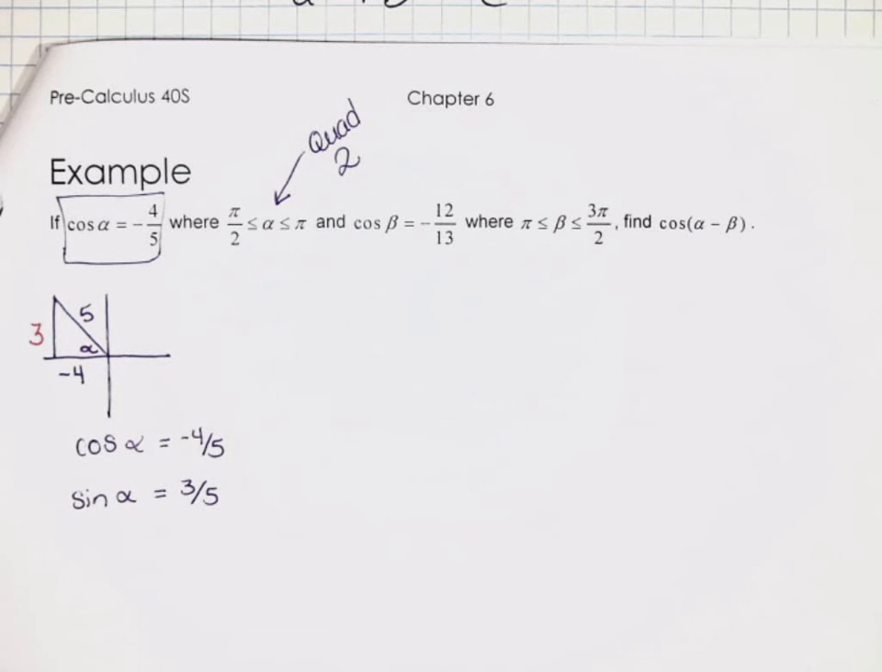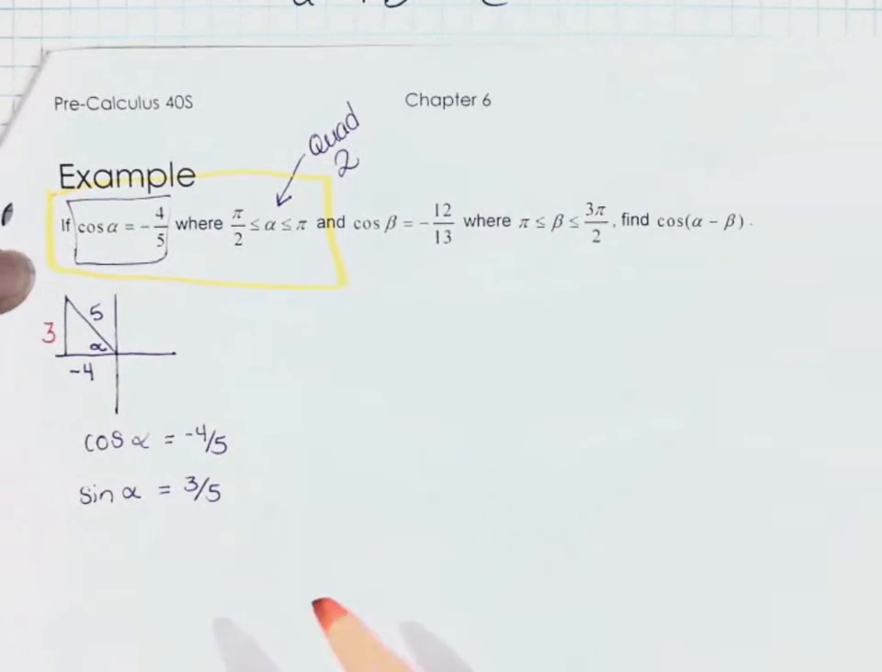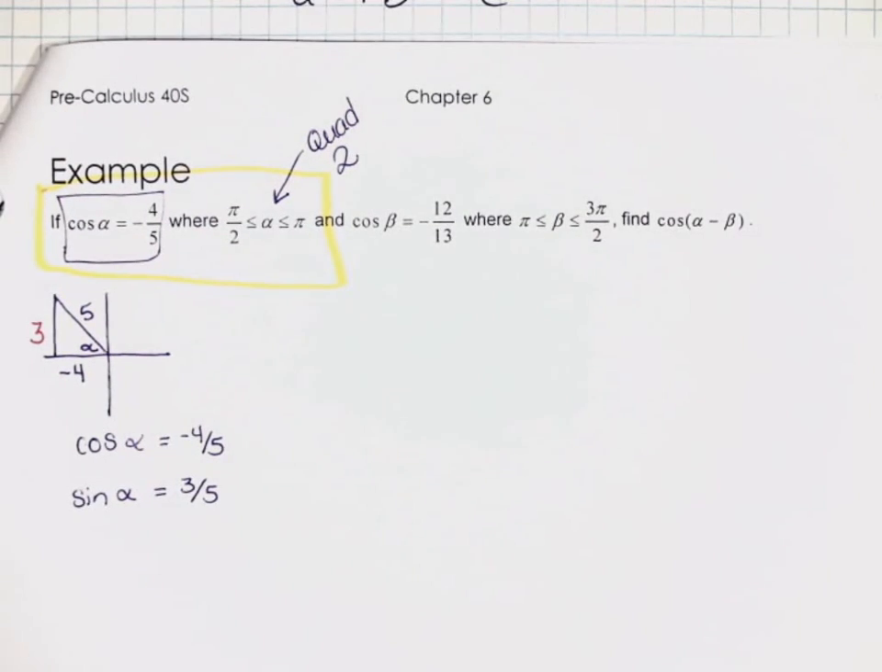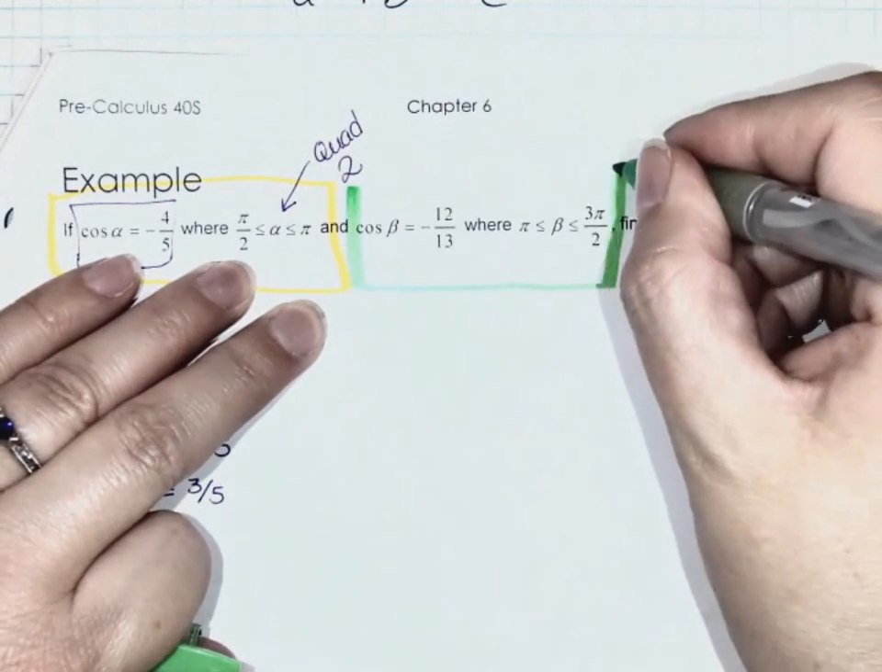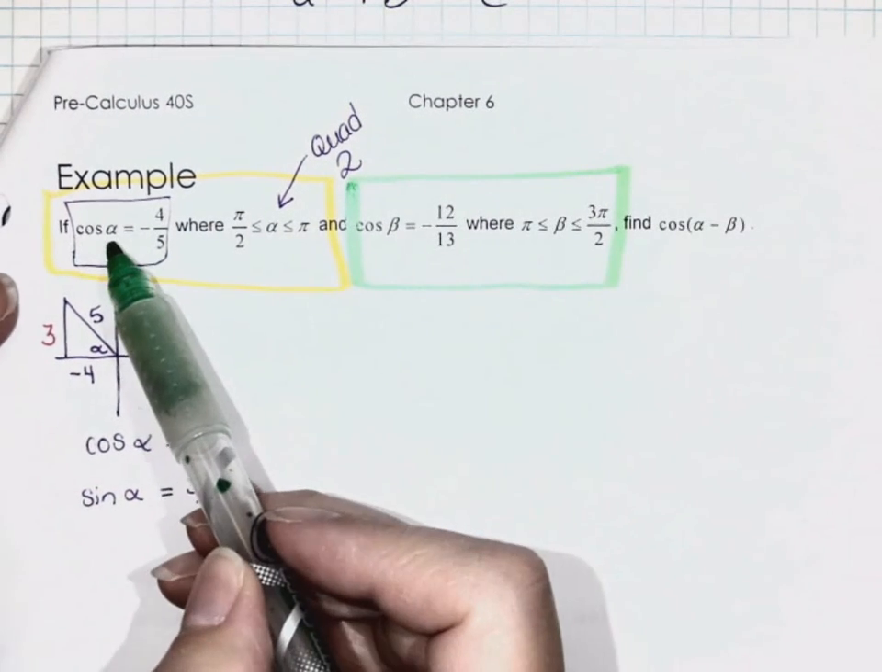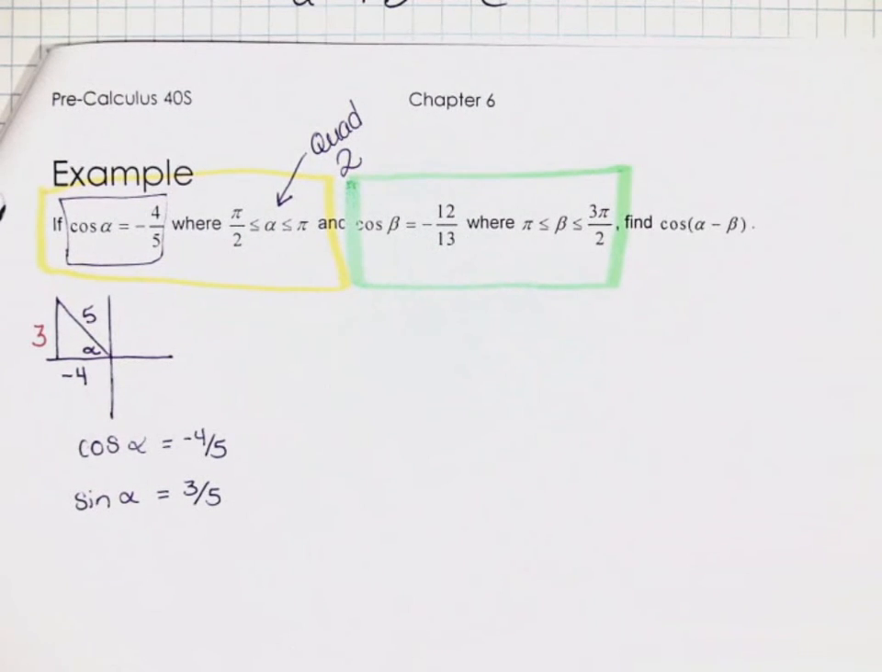Okay, so that was drawing number 1. Drawing number 2 occurs from this piece of information. Please note that that is cos alpha. What's this one? Beta. So you're going to have to draw me a new picture for this one.